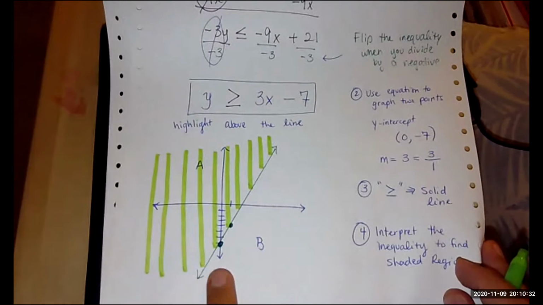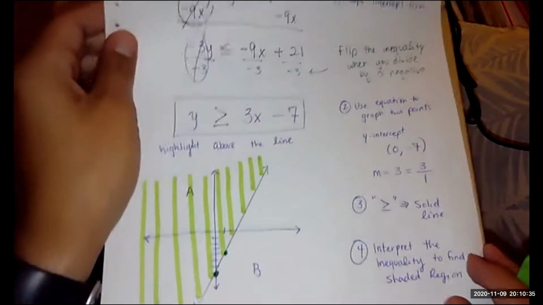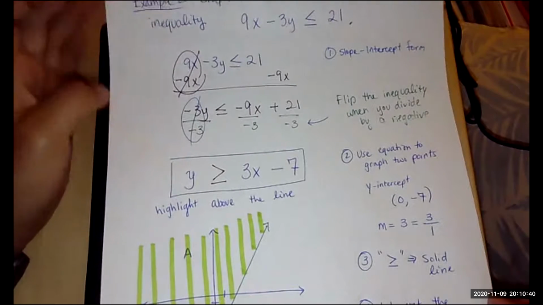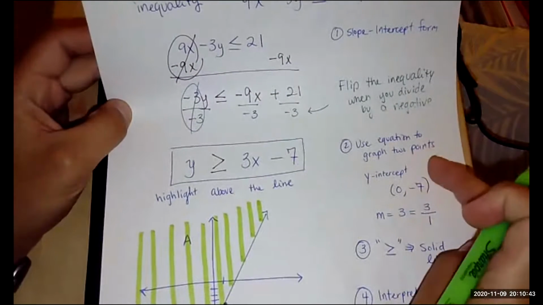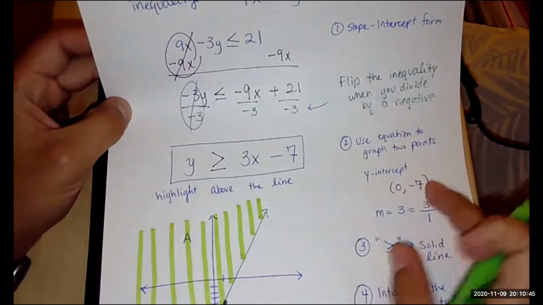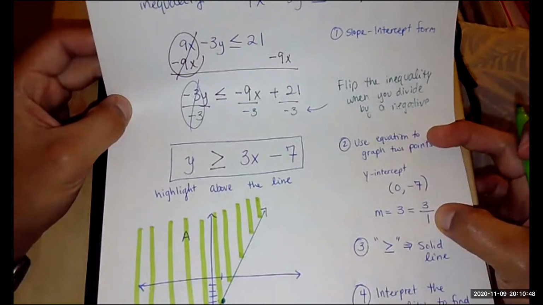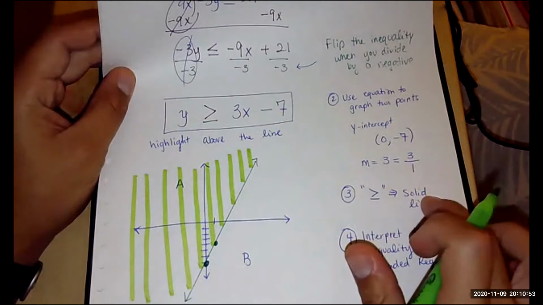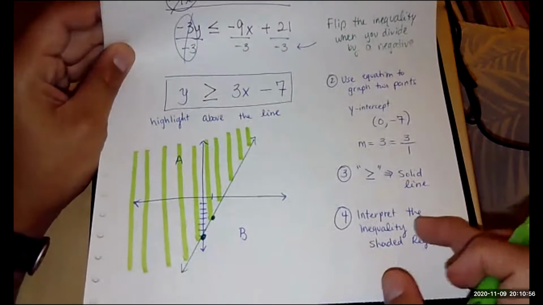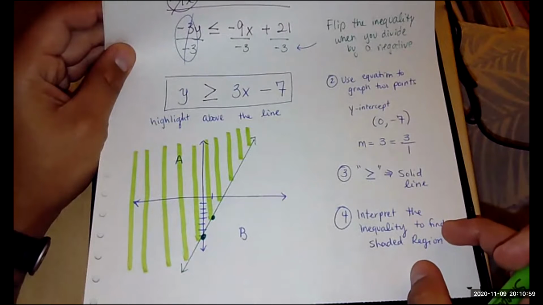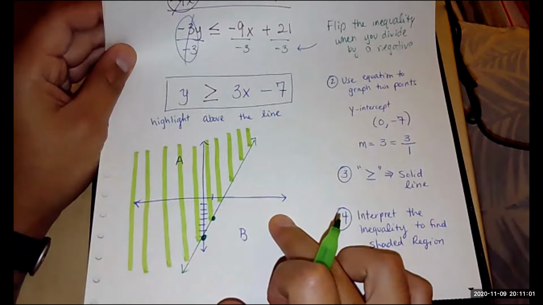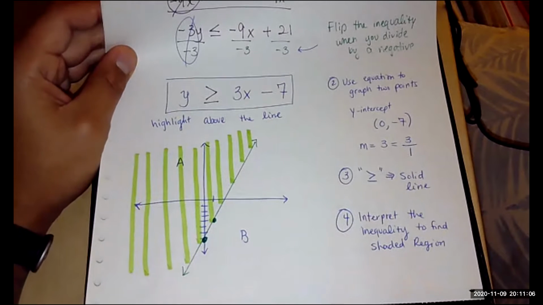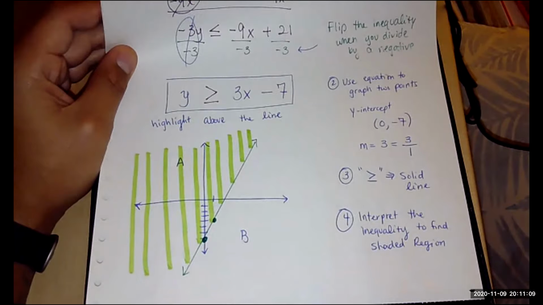Now, when you do this in Hawks, you'll have to do this algebra by yourself by hand. And then it will ask you for some points, and you should be able to find those points by hand. And then it'll just ask you, is this a solid line or a dashed line? So you just click on solid line. And then it'll ask you which region is highlighted, the region above or the region below. And then you'll just click your selection and it'll highlight it for you. So let's go ahead and jump into Hawks just to see what that's going to look like.